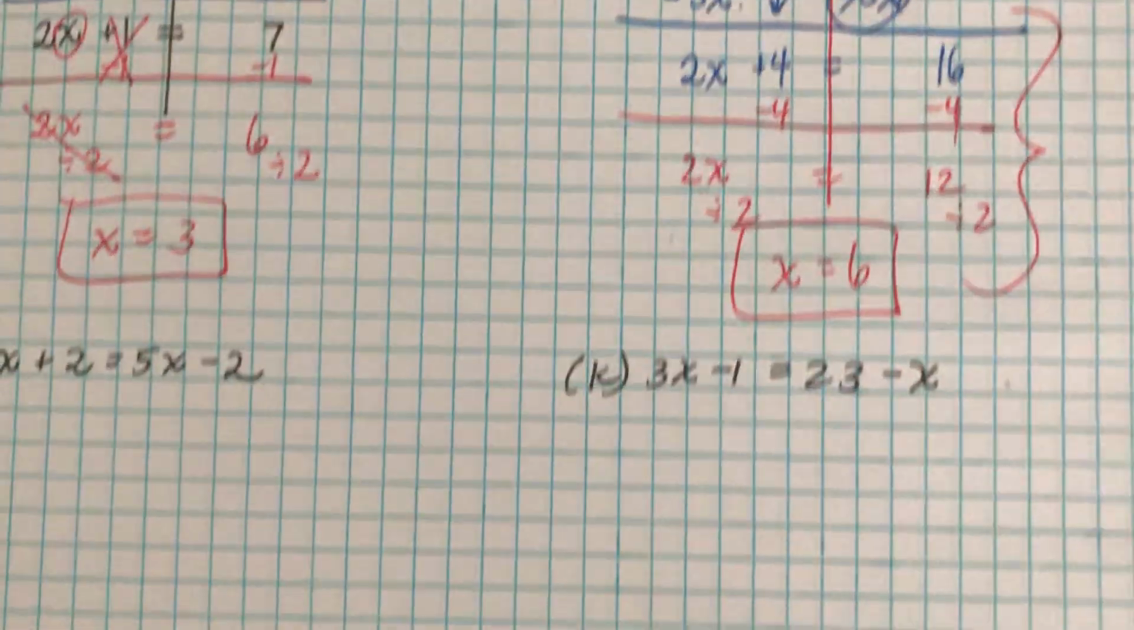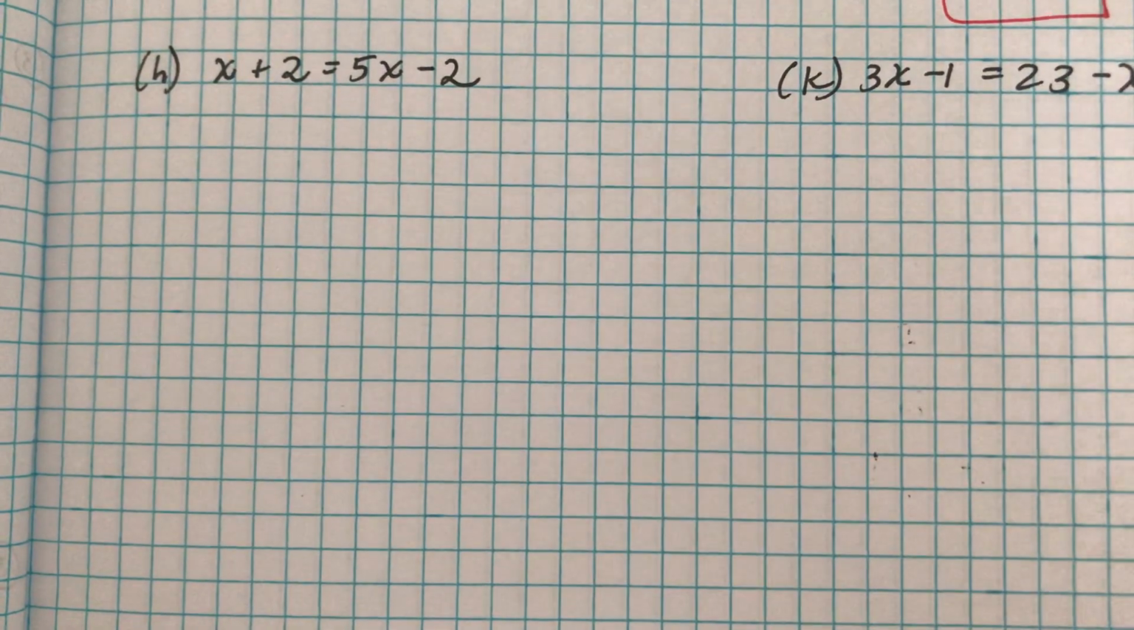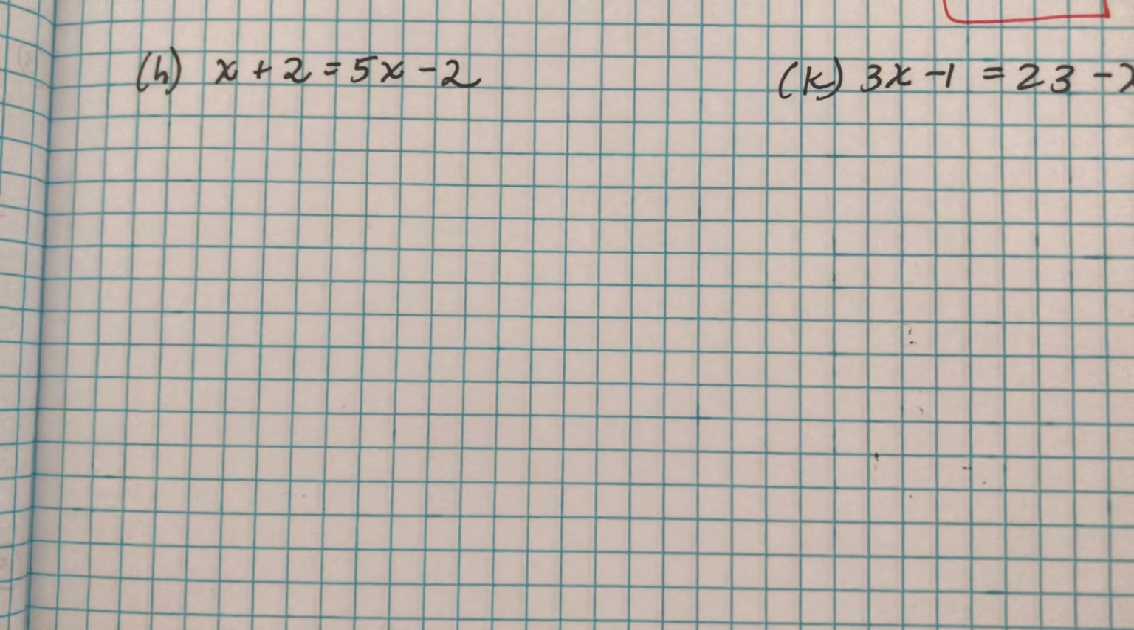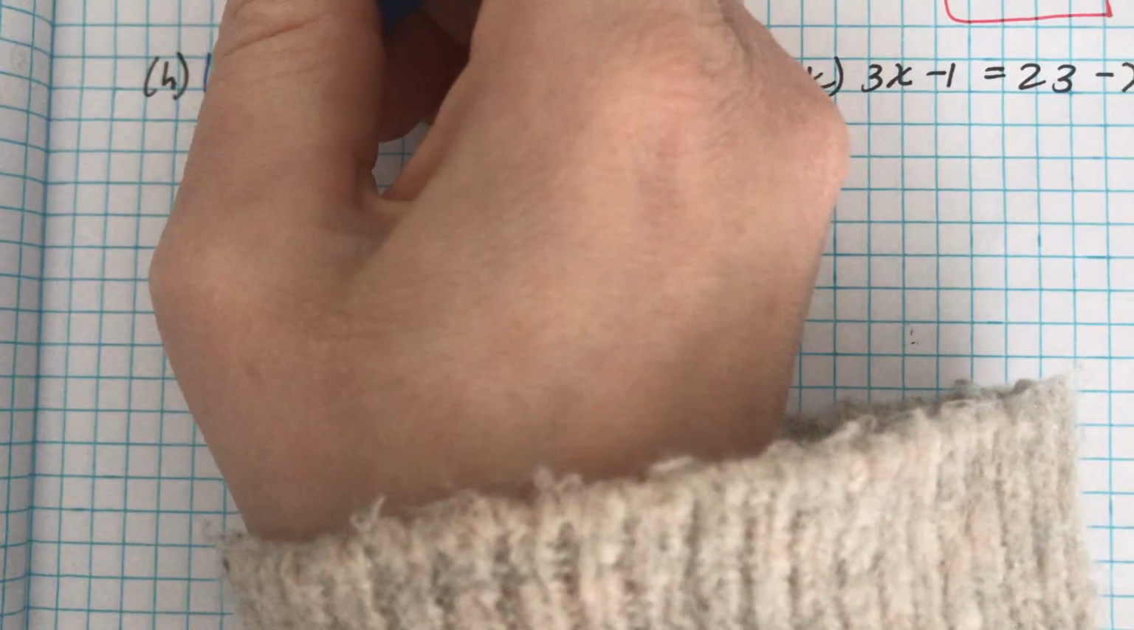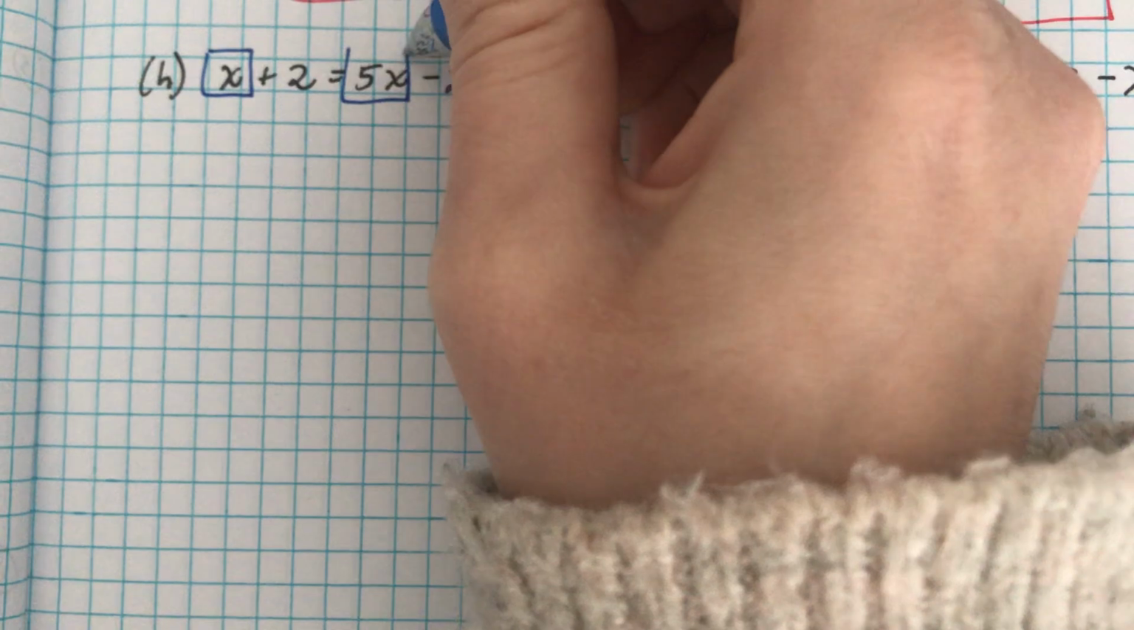All right, okay, let's look at letter H. Letter H is a little bit different because here I just have x on the left side and I have 5x on the right side.